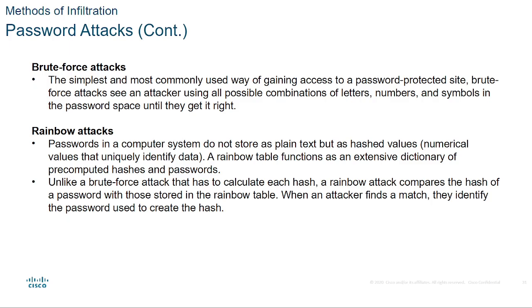Another method of password attack is the rainbow attack. Passwords in the system are not stored as plain text, but as hash values. Hash values are numerical values that uniquely identify data. The rainbow table is an extensive list of precomputed hashes and passwords. Unlike a brute force attack that has to calculate each hash, a rainbow attack compares the hash of a password with those stored in the rainbow table. So when an attacker finds a match, they know the password used to create it.